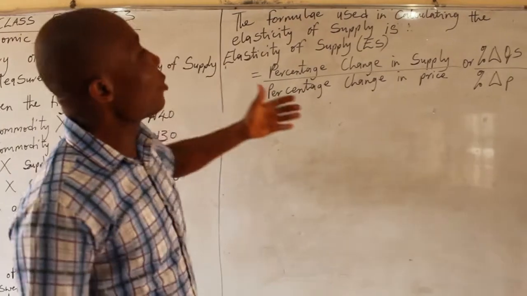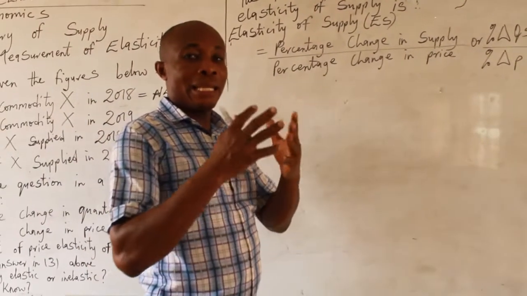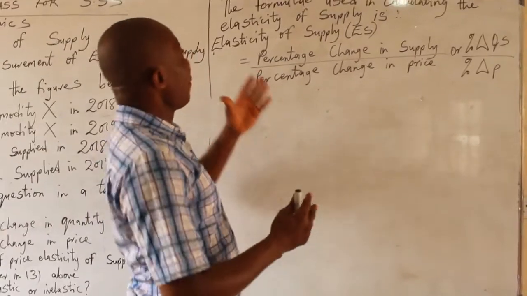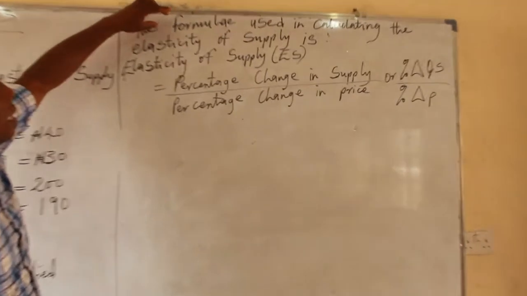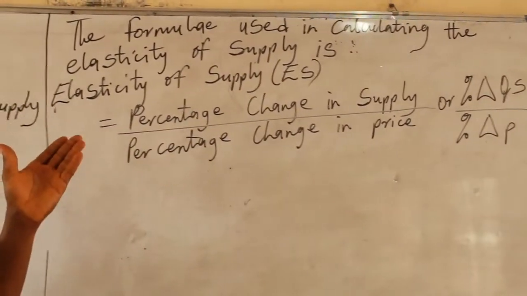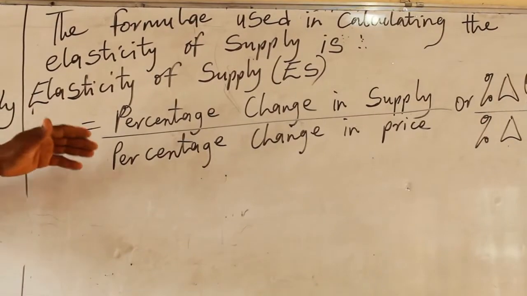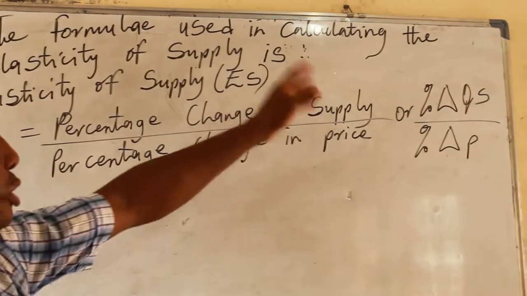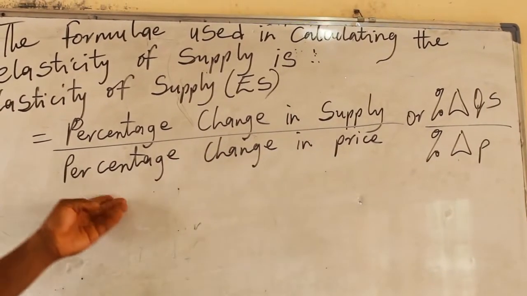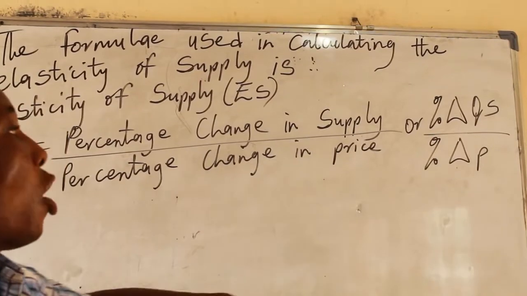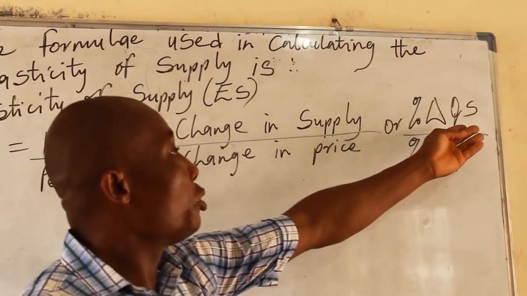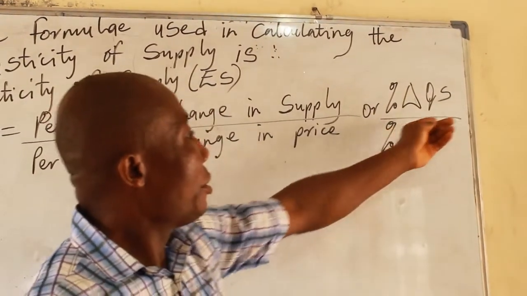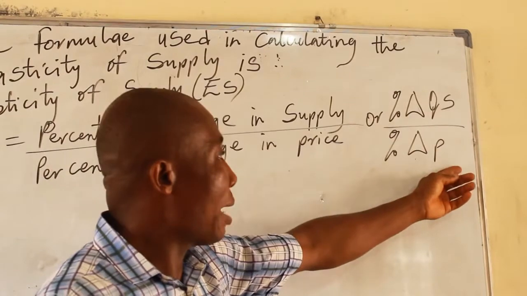Now that we are able to define the elasticity of supply, this is the formula used in calculating the elasticity of supply. Elasticity of supply, ES, equals percentage change in supply divided by percentage change in price. Alternatively, we can also use this other formula: percentage change in quantity supplied over percentage change in price.